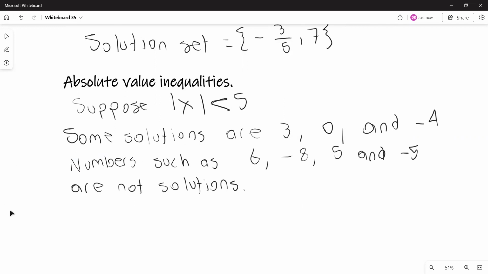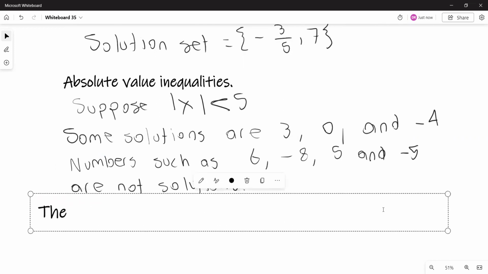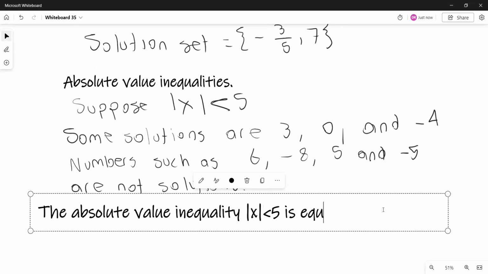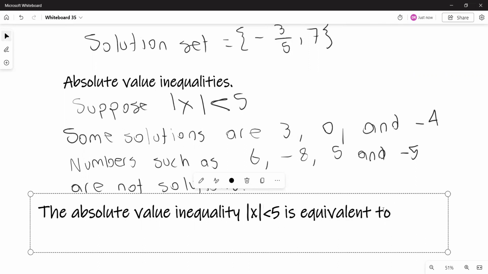So the absolute value inequality, absolute value of x less than 5, is equivalent to the inequality negative 5 less than x less than 5. And the solution set is the open interval negative 5, 5.